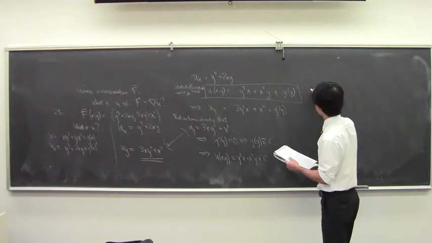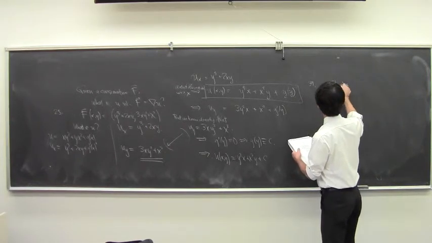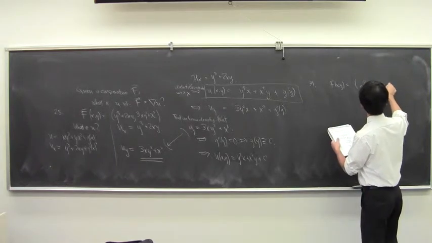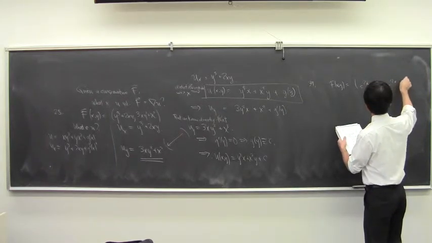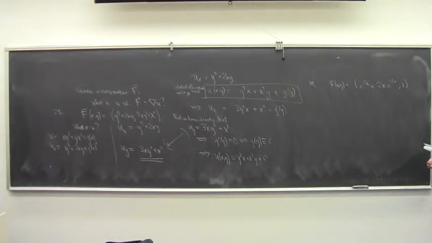Okay. Why don't you try one? F of xy is e to the 2x plus 2x e to the 2x, comma 1. So try and figure out what this arises as the gradient of.